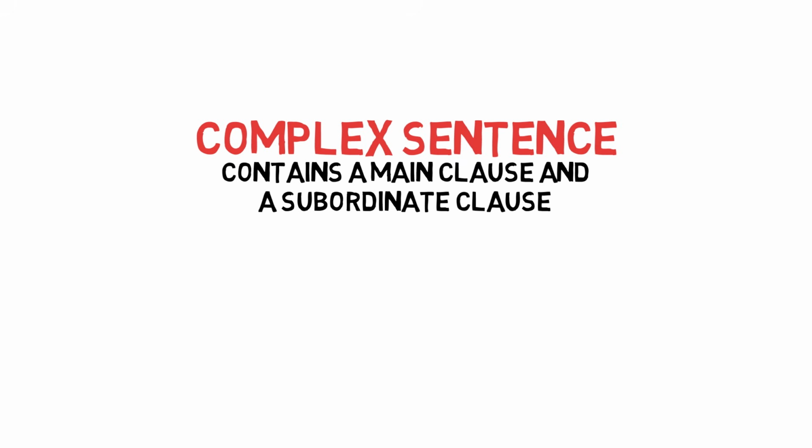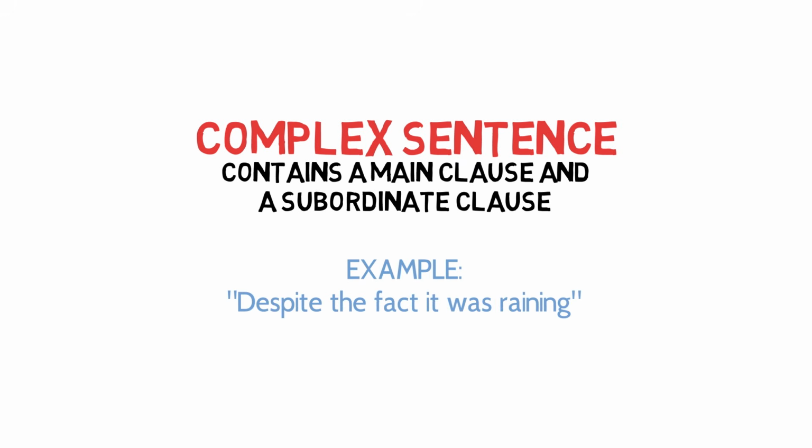Here's an example of a subordinate clause. Despite the fact it was raining. Now, this is a subordinate clause because it isn't complete. Something is missing. Despite the fact it was raining, what? This is where the main clause comes in to help.